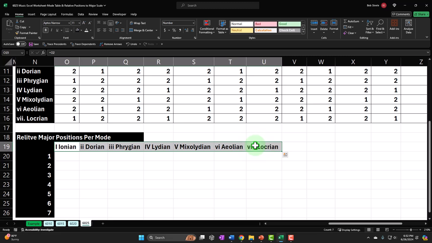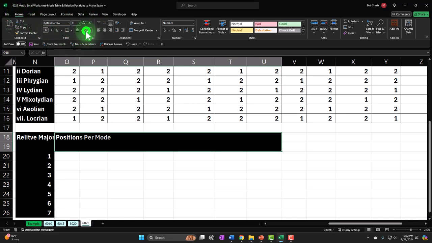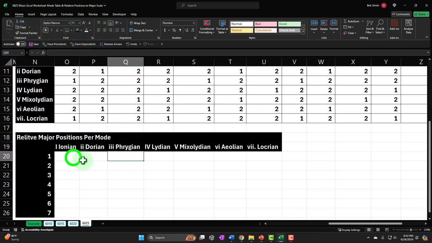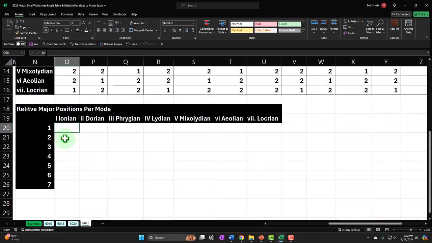Selecting those, I'm going to select these two and make them a header format. Go into home tab, font group, black and white. Okay, so then if I look at this, this is going to be my number. All of the different modes all have 7 notes in them.